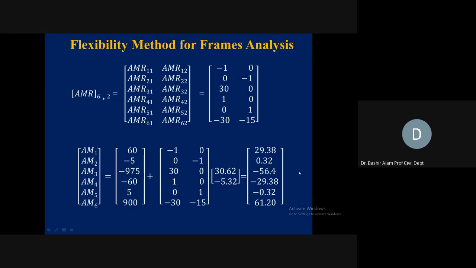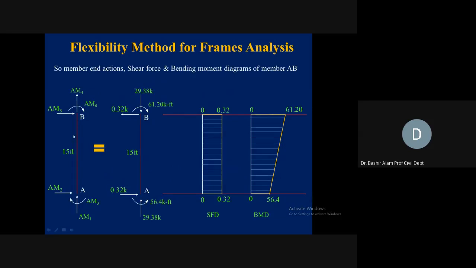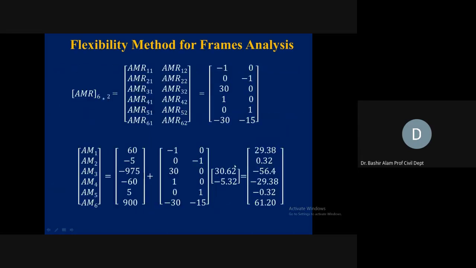Now we put these member actions on the element here. This was my AM1, 2, 3, 4. This was the reference. So AM1 is coming 29.38, AM2 is 0.32, and AM3 was coming negative, so we reverse the direction and it is 56.4 kN. Now AM4 was coming negative, so we reverse the direction. Let's verify this: AM4 is negative, so that is why we reverse the direction.